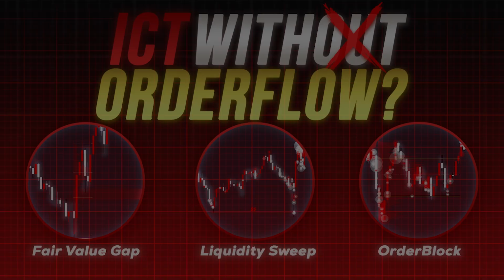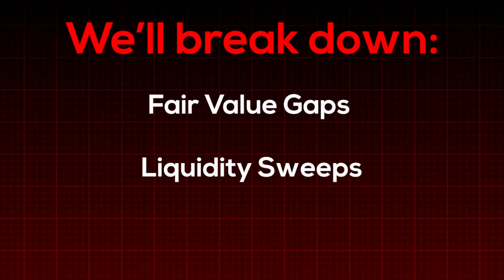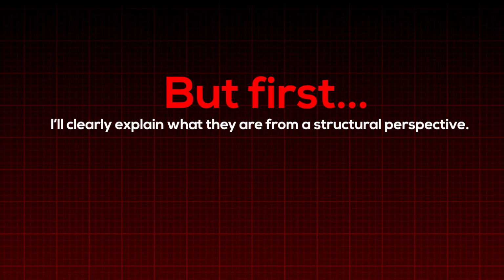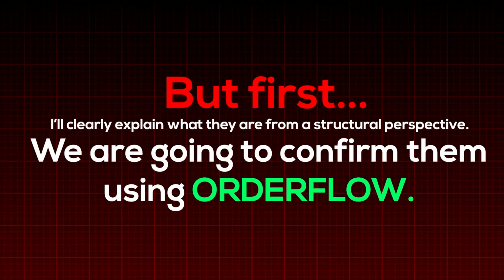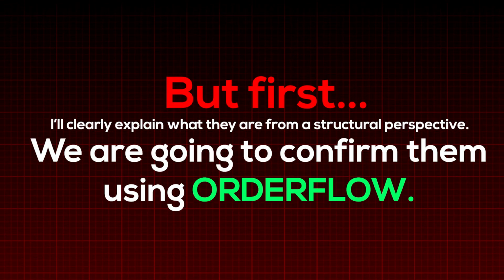Today, we're going to validate ICT concepts using Orderflow. We'll break down three core ideas: fair value gaps, liquidity sweeps, and order blocks. First, I'll clearly explain what they are from a structural perspective. Then, we'll see how to confirm them using participation data so you can improve precision inside your zones.